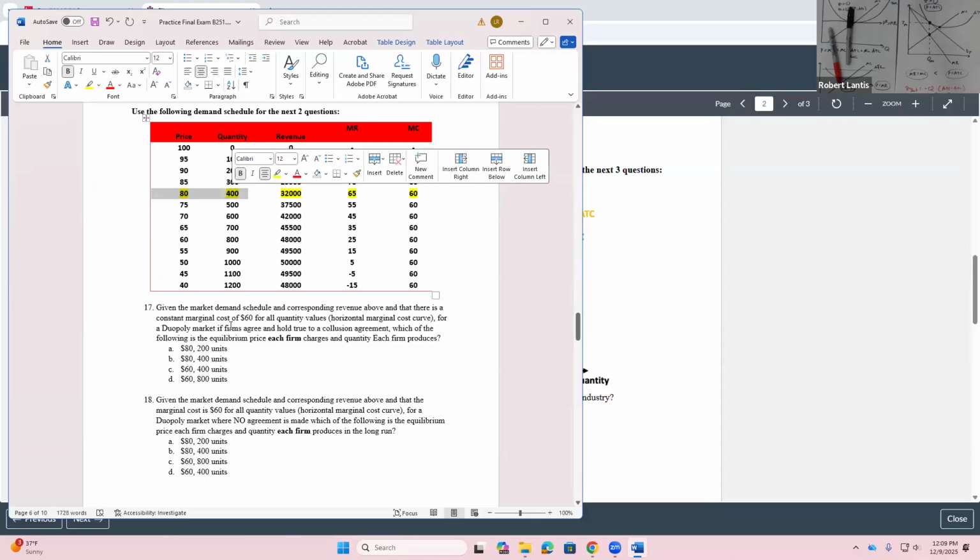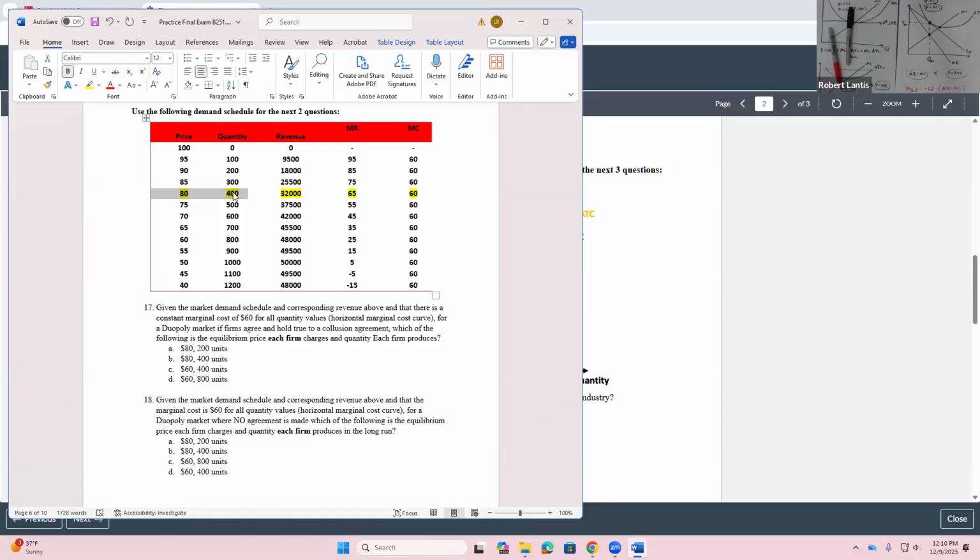80. So now this is where I have to be careful. Anytime we have these duopoly models, and once again, they look similar in all the examples I've given you, we have two firms. They're setting the total price in the market as if they were a monopolist. So 400 is the market quantity. If I have two firms, they split it evenly. Each firm would produce half of that, or 200 units.